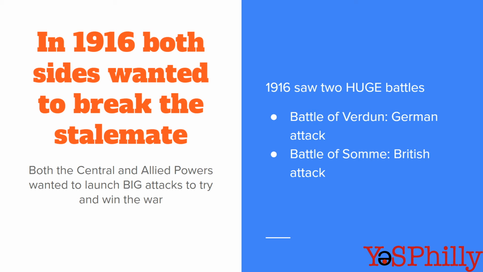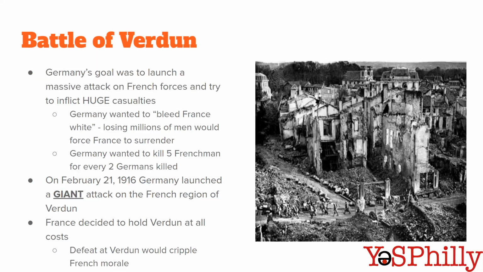And both sides, the Central Powers and the Allied Powers, are looking to break the stalemate and get a big victory for themselves. And so there are two huge battles fought this year. The first is the Battle of Verdun, which was a German attack on the British and the French, and the Battle of the Somme, which is a British attack on the Germans. So these are the two battles that we're going to look at. The Battle of the Somme we're going to be looking at for one of our checkpoint work. So this is going to inform directly the checkpoint that we do. All right.